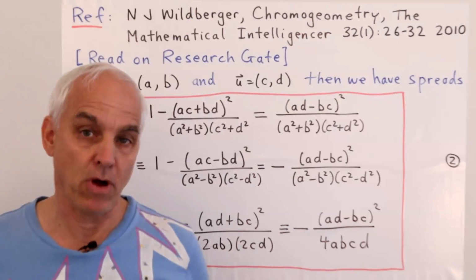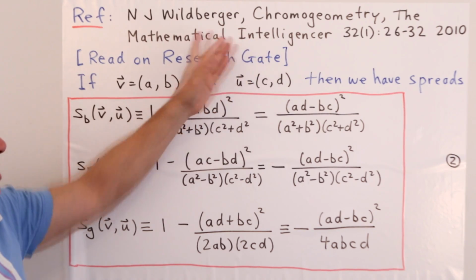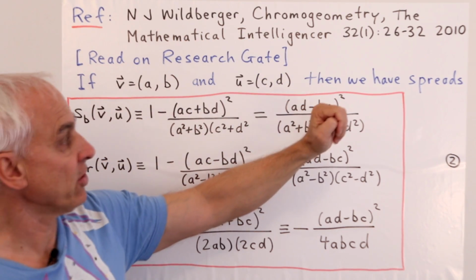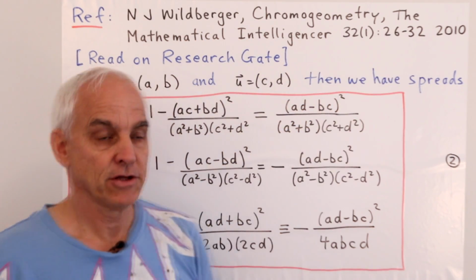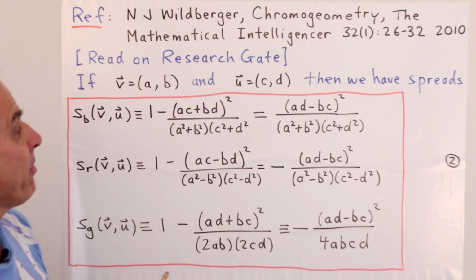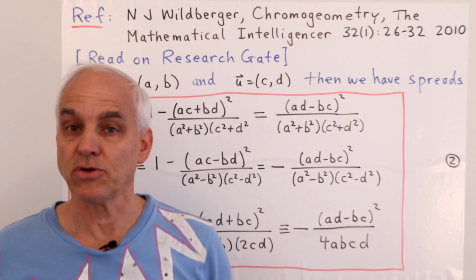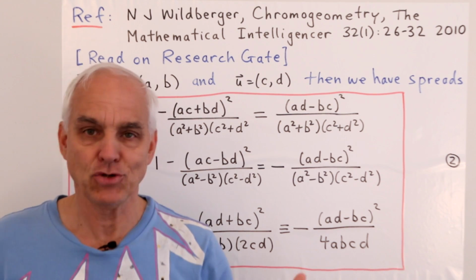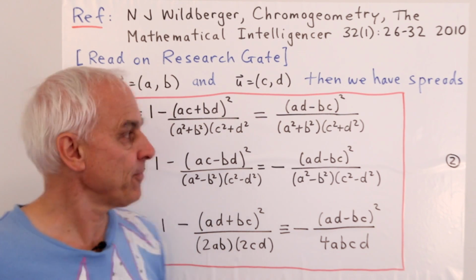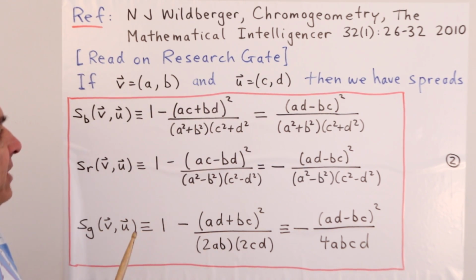The first paper on chromogeometry was my paper called Chromogeometry, which appeared in the Mathematical Intelligencer in 2010. So if you want a reference for this material, you can consult that paper, and you can actually download that paper or read it on my ResearchGate page where you can find most of my papers. It's also on the arXiv if you have access to that.